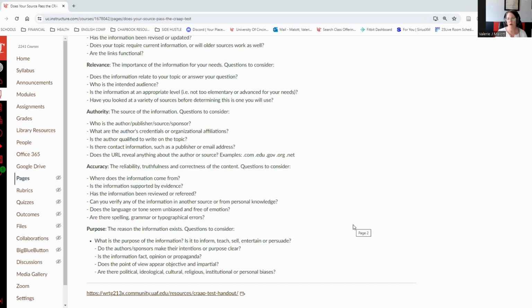And lastly, is purpose. Why does that information exist in the first place? What's the purpose? Is it to inform, teach, to sell something, to entertain, to persuade? Do they make their intentions or purpose clear? Is the information fact, opinion, or propaganda? Does the point of view appear objective and impartial? And is there any kind of political, ideological, cultural, and other kinds of biases in that writing?